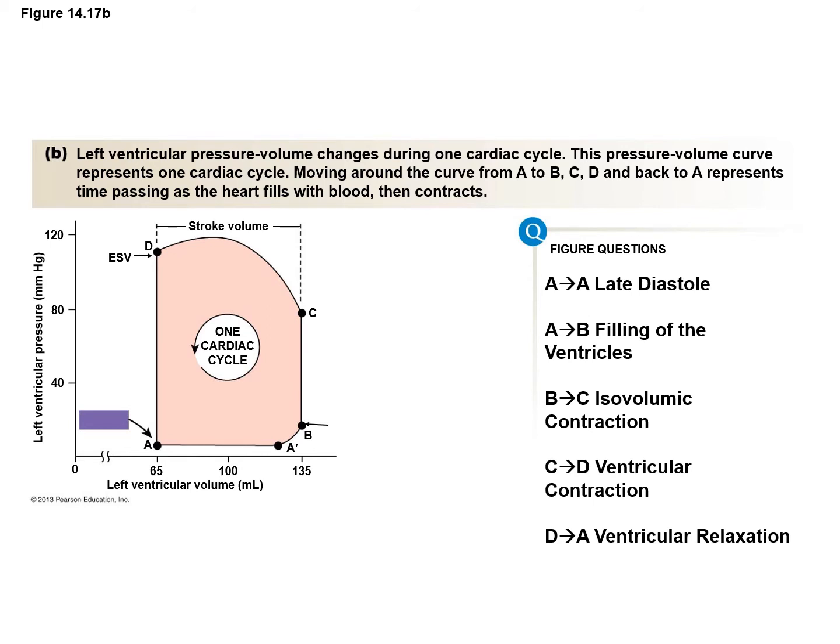From D to A, we then go through ventricular relaxation, where we are decreasing the pressure with volume being unchanged. So the valves are closing, both the semilunar and the atrioventricular valves. We've heard the second sound, the dup sound of the semilunar valves closing, and the heart is relaxing as the atria begin to fill with blood, but the ventricles are not filling with blood as it moves from D to A.